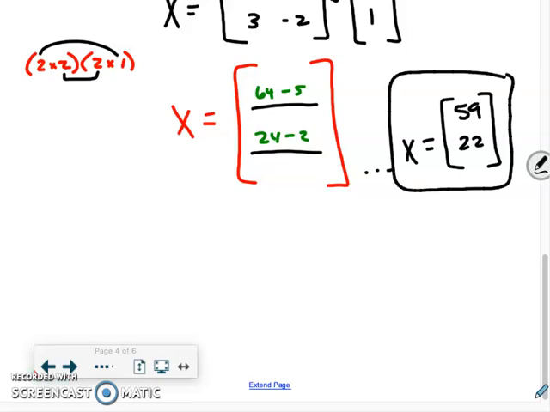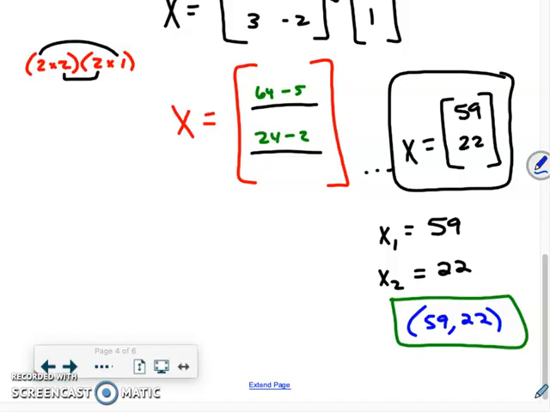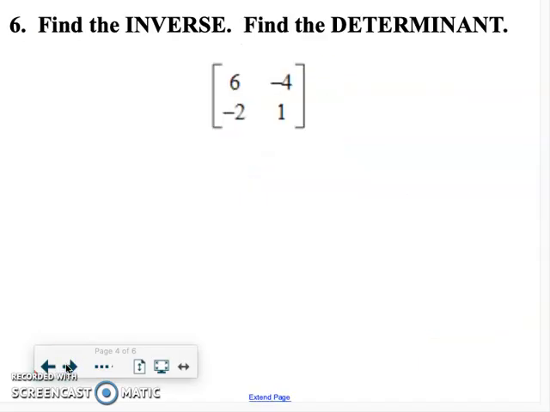This is it. We found it. There is matrix X. But if we were to ask you to go a little bit further and to identify specifically, well, what is X1? We'd say, well, that's 59. And what is X2? That's 22. Most commonly, we're going to put this as an ordered pair, which would be (59, 22), our final answer. So that's what we're talking about in problem number 5.